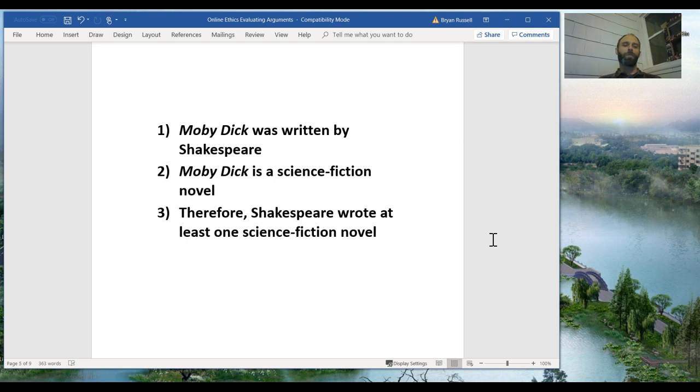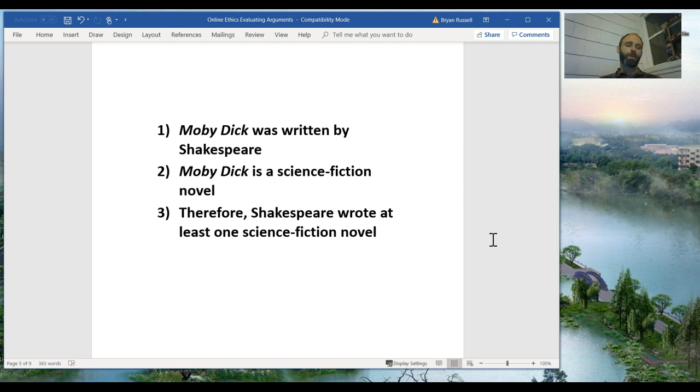Was Moby Dick written by Shakespeare? No, that's false. Moby Dick was written by Herman Melville. If you didn't have the background knowledge, again, you could just look it up online. And the second premise, Moby Dick is a science fiction novel, that unfortunately is also false.